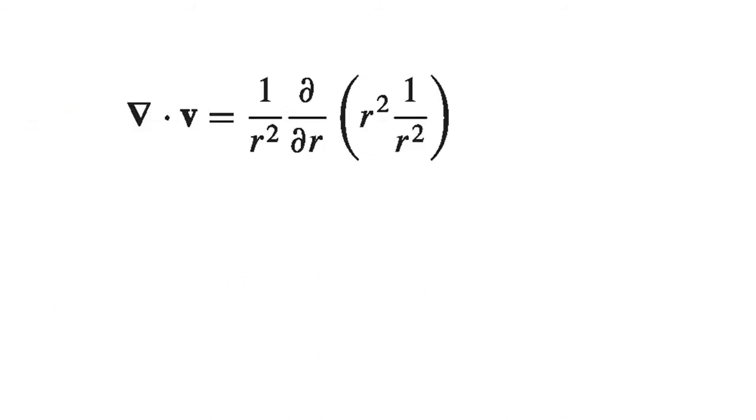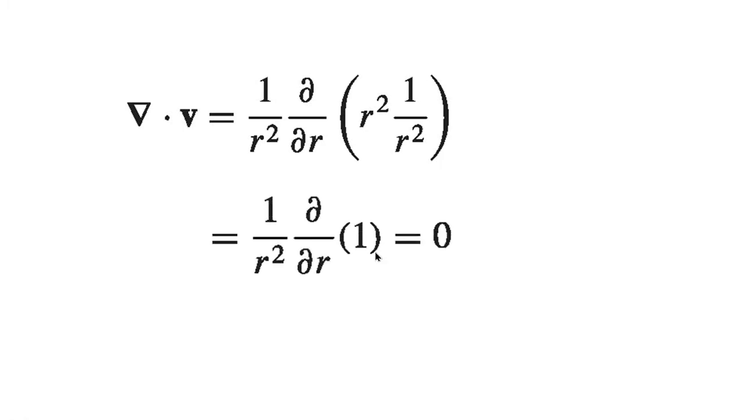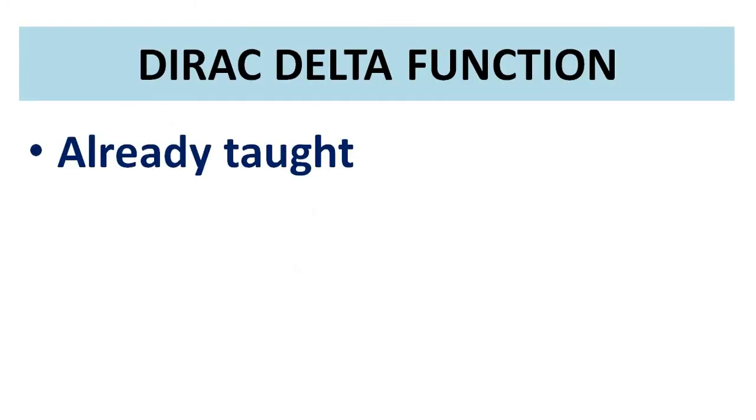So this is the equation. ഇവിടെ r square ക്യാൻസൽ ചെയ്തു പോകും. So this equation will be 1 by r square dou by dou r of 1 എന്ന് വരും. 1 is a constant. Constant ഡെറിവേറ്റീവ് എടുത്തു കഴിഞ്ഞാൽ that will be 0. That is del dot v equal to 0. Next, Dirac delta function. ഇത് നമ്മൾ കഴിഞ്ഞ ചാപ്റ്ററിൽ തന്നെ വളരെ വ്യക്തമായിട്ട് ഡിസ്കസ് ചെയ്തിട്ടുണ്ട്.